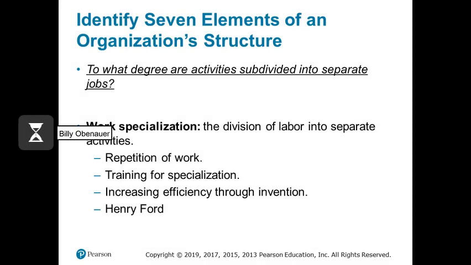We're going to start by talking about 7 elements of an organization's structure. And the first one we're going to discuss here is called work specialization. This deals with the degree to which activities are subdivided into separate jobs. So work specialization is basically how we determine the work that people are going to do. Are they going to do an all encompassing job or are they going to do a very small portion of the job? And Henry Ford provides a great example of work specialization.